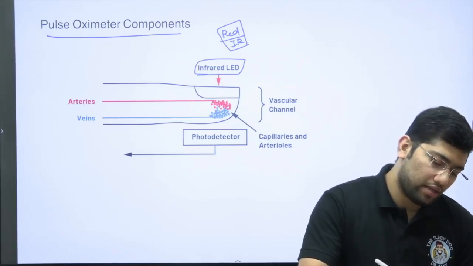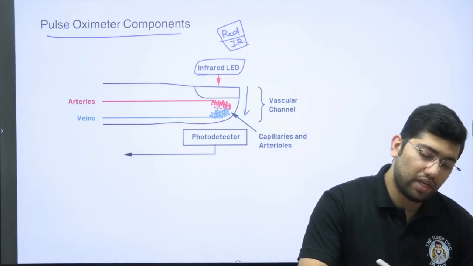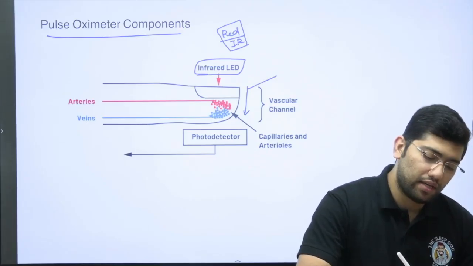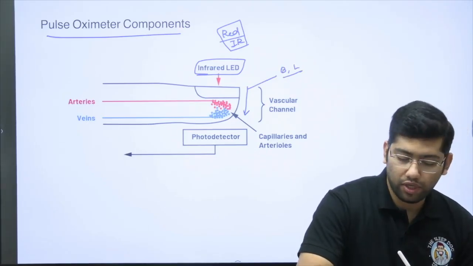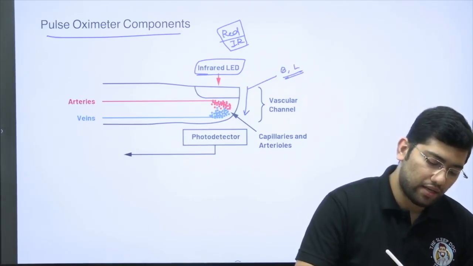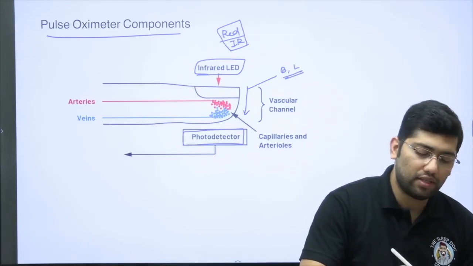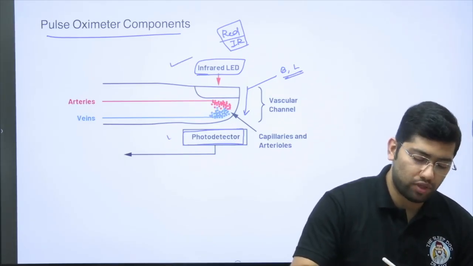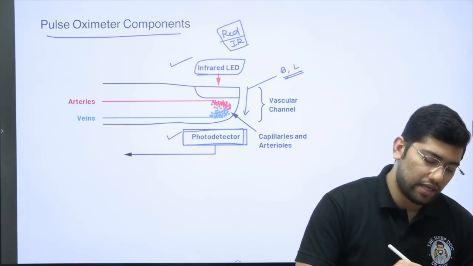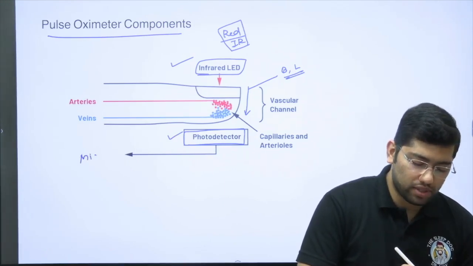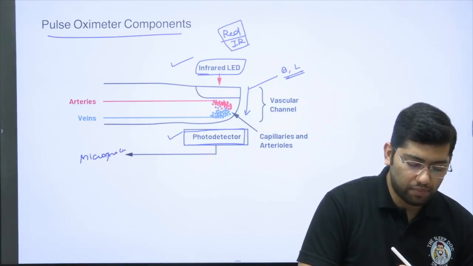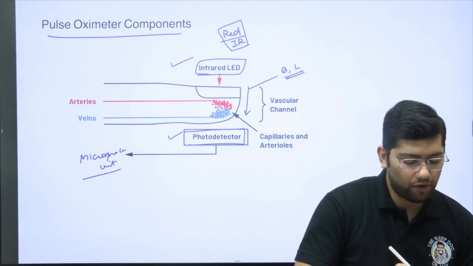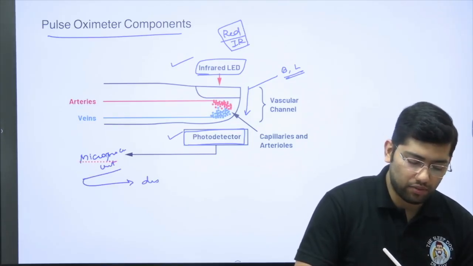Then next we have a channel through which the medium passes. This is where Beer's law and Lambert's law were put into use. Then we have a photodetector. This is a transmittance pulse oximetry. Light source on one end, photodetector on the opposite end, and then this goes to a microprocessor unit where it gets processed and waveforms are displayed in a display unit.